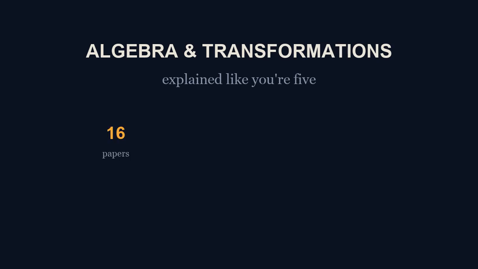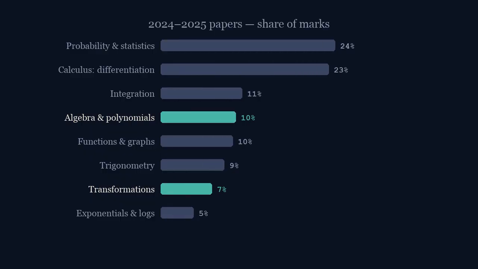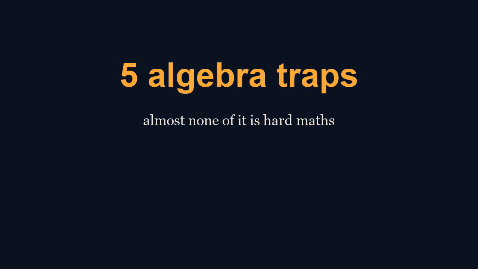Same deal again. Every VCAA methods exam, 2018 to 2025. 16 papers, 268 questions, sorted into topics. Algebra and polynomials, about 10%. Transformations, about 7%. Put them together and it's almost a fifth of the exam, and almost none of it is hard maths. It's just easy to trip over the rules. So today, 5 algebra and transformation traps.